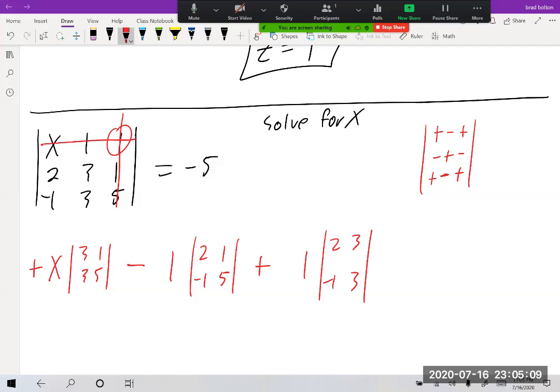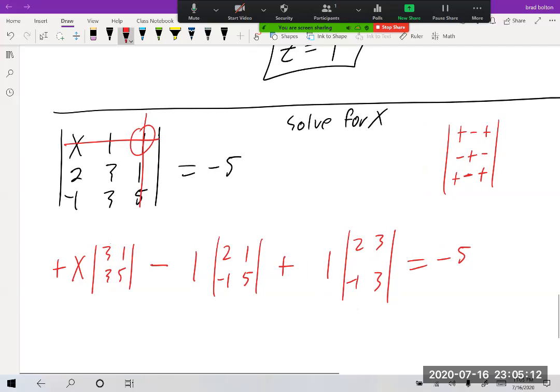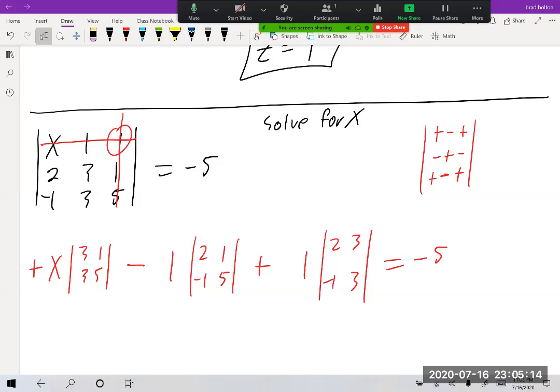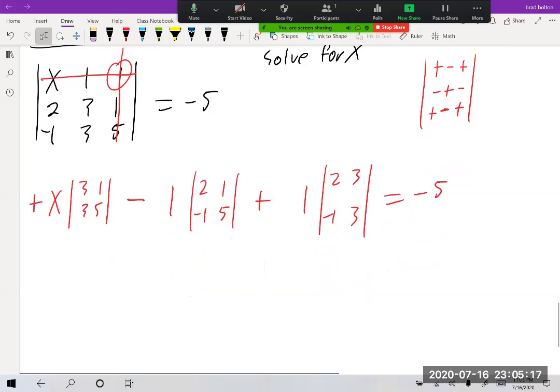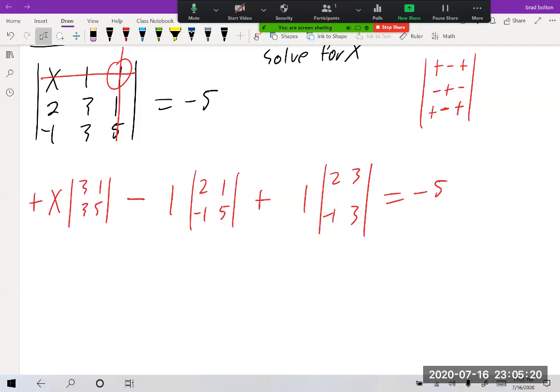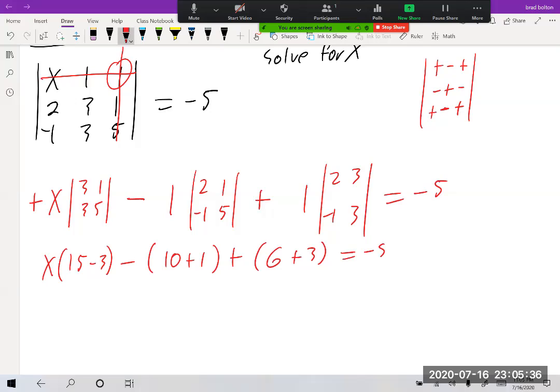And we know that all this has to equal negative 5 because they told us the determinant was negative 5. In this problem, we're not trying to find the determinant. They're already telling us the determinant. They want to know what value x would have to be to make this happen. So now I'm going to do x times, this will be 15 minus 3, minus, and then this will be 10 plus 1, plus, and then this will be 6 plus 3, equals negative 5. So then this will be 12x minus 11 plus 9 equals negative 5. So 12x minus 2 equals negative 5.